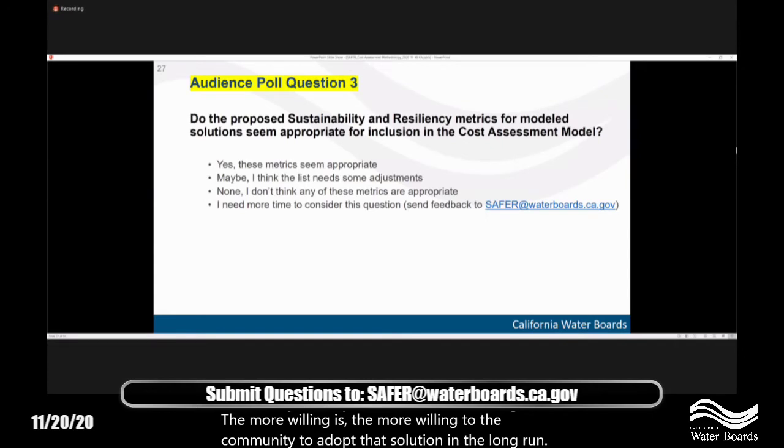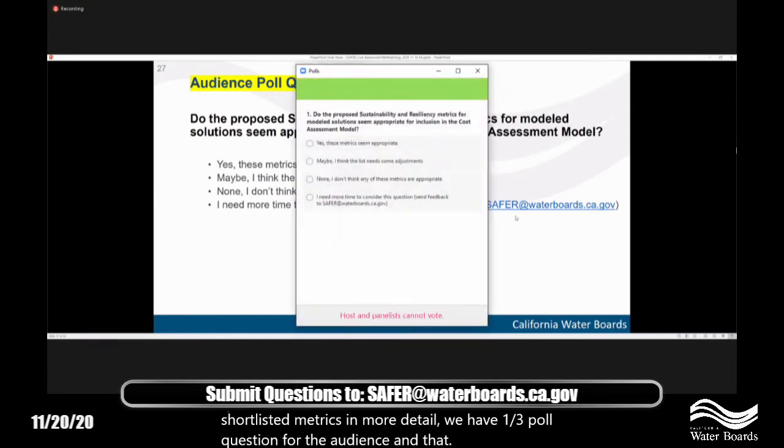And so now that we've presented all of these shortlisted metrics in more detail, we have a third poll question for the audience. And that question is, do the proposed sustainability and resiliency metrics for modeled solutions seem appropriate for inclusion in the cost assessment? And we'll give you a minute to provide your answers. Okay, just a few more seconds.